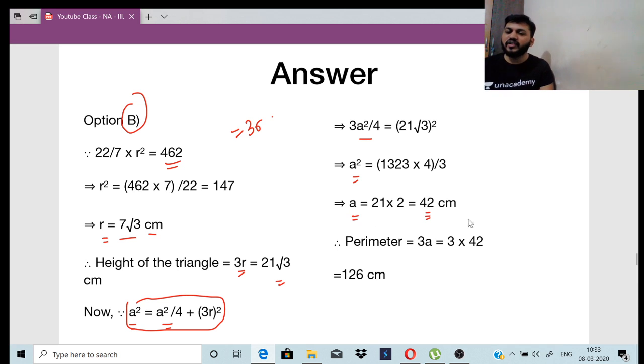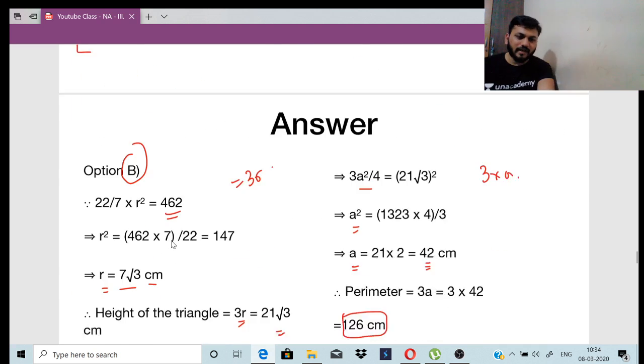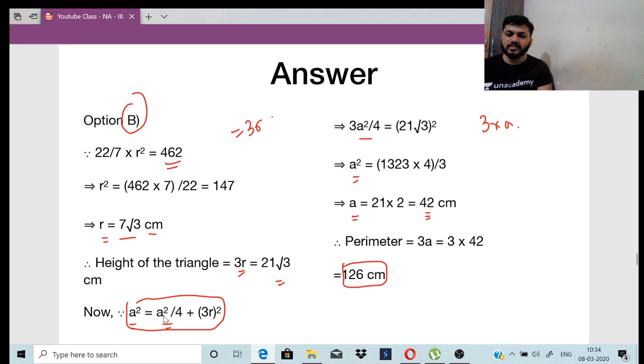What is the perimeter of a triangle? It is 3 into sides, right? 3 into a. So 3 into 42, 126 centimeter, right? Just by seeing the options only, you can tell it. 126, right? So the perimeter will be equal to the largest number. Acha, 168 is also there, then don't go by the options. 126.